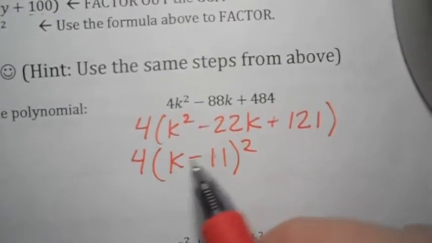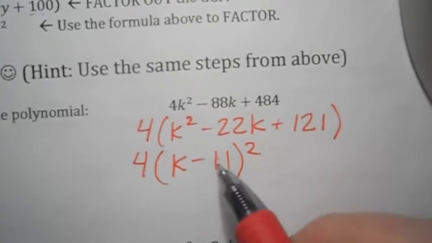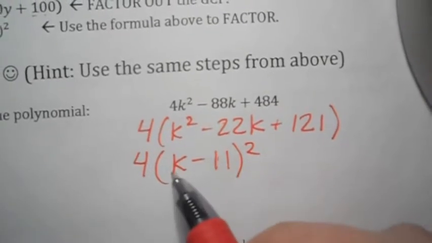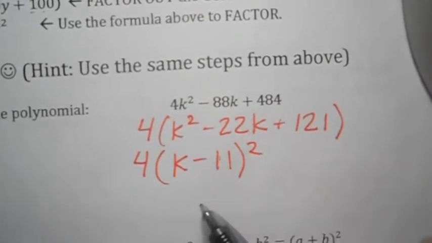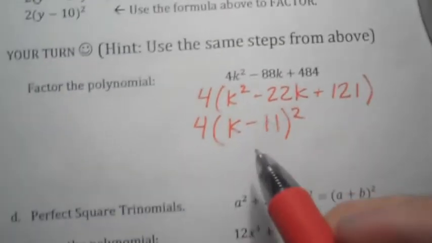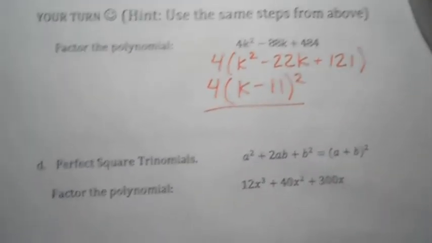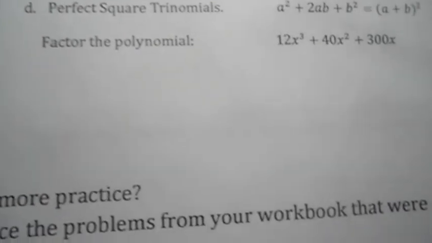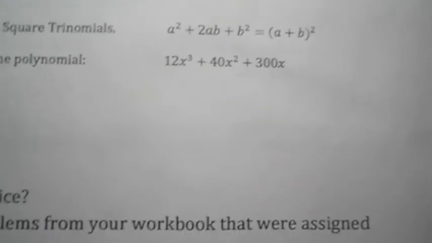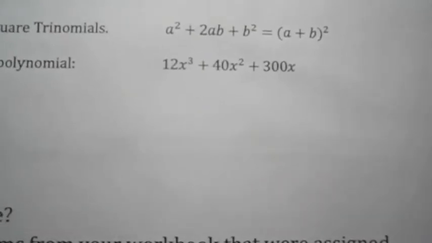Square the first, square the last, multiply them together, and double it. That gives you the middle term. And that's your solution. Let's try another one. Perfect square trinomial yet again: 12x cubed plus 40x squared plus 300x.